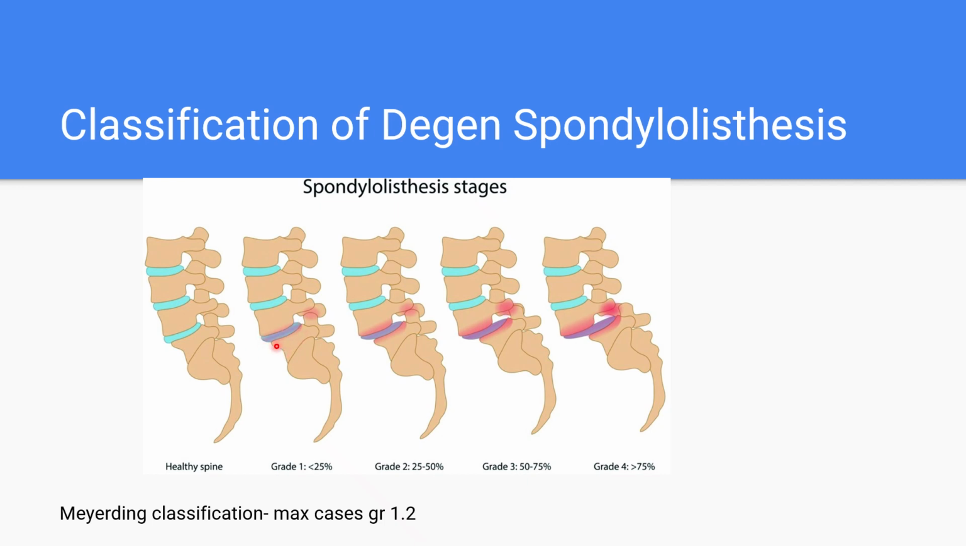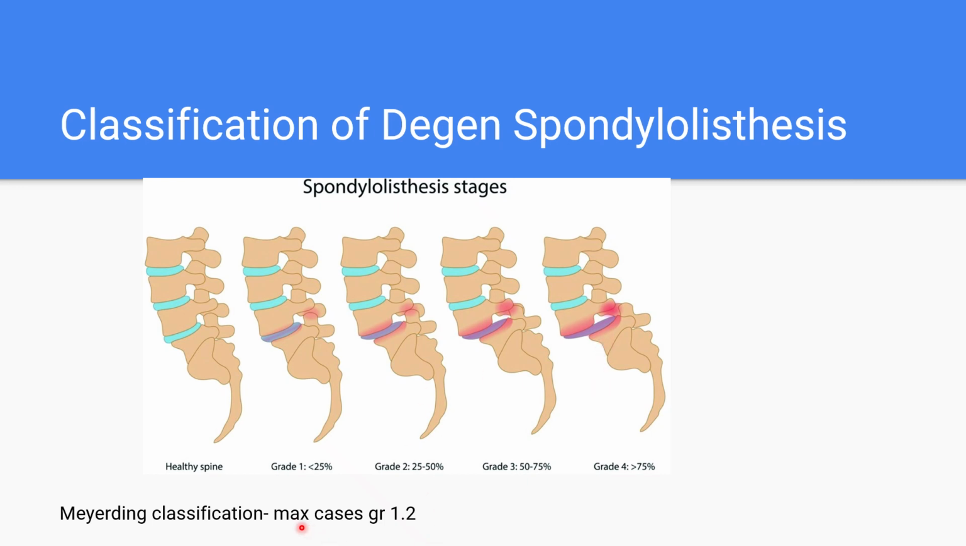So here, if you divide the vertebra into 4 parts, if it is less than 25%, it is grade 1. If it is between 25 to 50%, it is grade 2. If it is between 50 to 75%, it is grade 3. And grade 4 is more than 75%. And there is one more grade 5, which is a modified Meyerding's classification, in which the superior vertebra actually falls down and goes below the inferior vertebra, which is known as spondyloptosis.